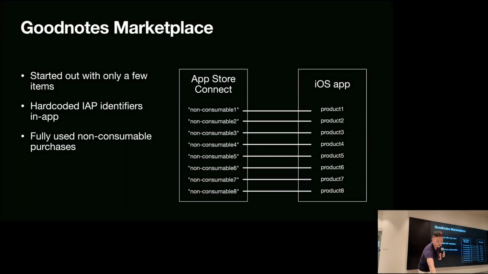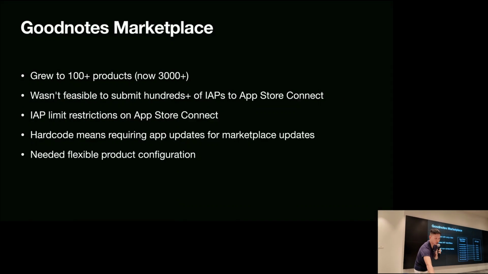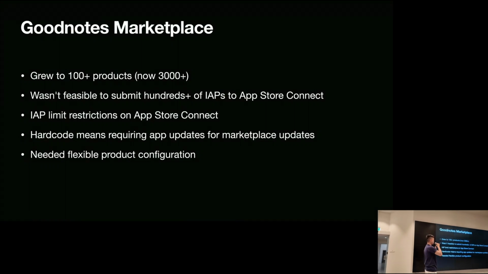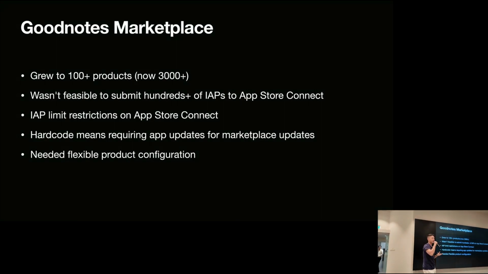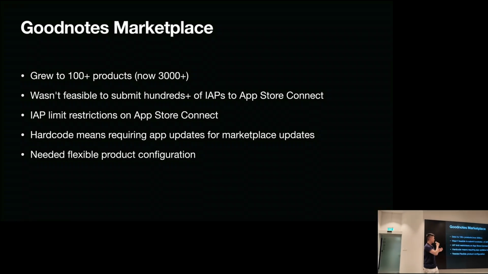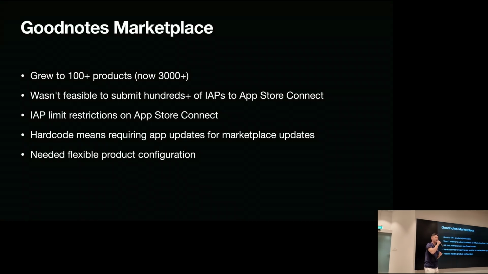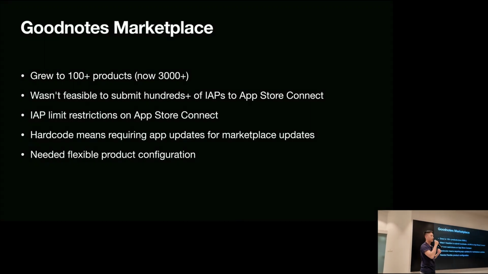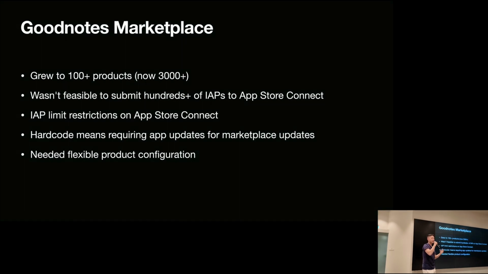But then as we developed the GoNetZero Marketplace further, we eventually grew to 100-plus products. And now I guess we have 3,000-plus products. And it wasn't feasible for us anymore to submit 3,000 in-app purchases to App Store Connect because it would be rigorous work. Submitting in-app purchases to App Store Connect isn't like freely editing and manipulating a dashboard, because every time we change something on App Store Connect, we have to submit it to the App Store team and they have to review it. So we are limited by that constraint.